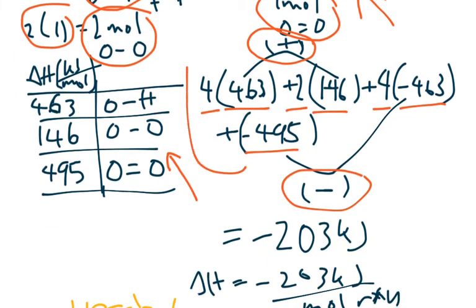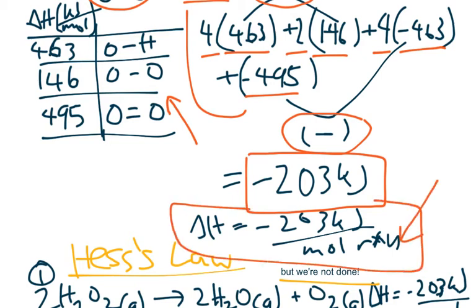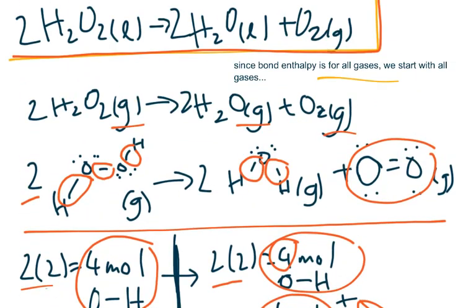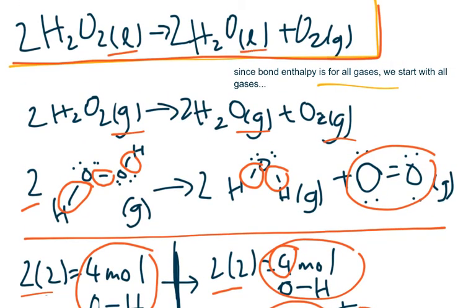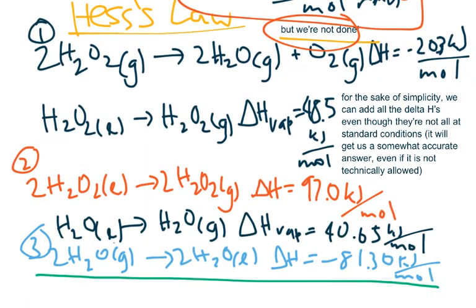And doing this neat math, we get that the change in enthalpy for this reaction is negative 203 kilojoules per mole of reaction. Remember, we got to add this at the end. But wait, we're not done, because remember, the reaction was in terms of liquids and not all gases. So we have to find a way to use Hess's law to convert these gases into liquids, and the delta H, of course, will change because of that.